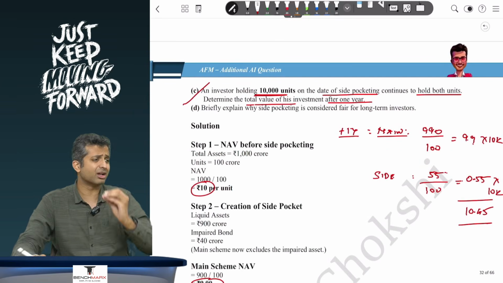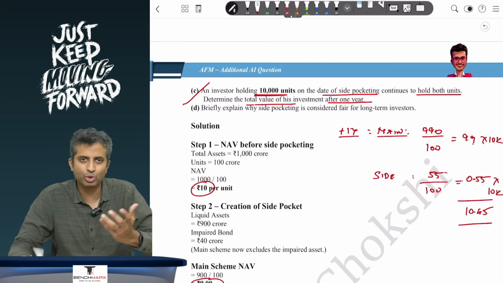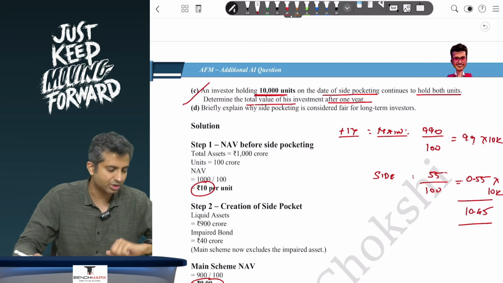It is exactly like a demerger case. However, when you see words like side pocket, you get scared. You say, oh, what will I do? It's just a fancy word for a demerger calculation.